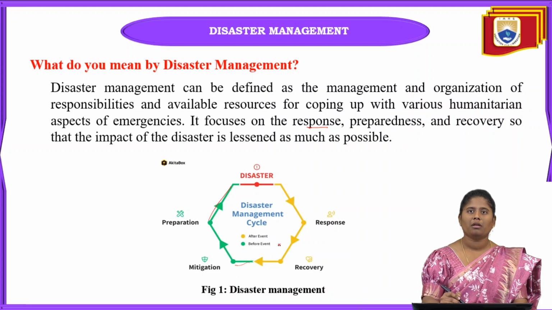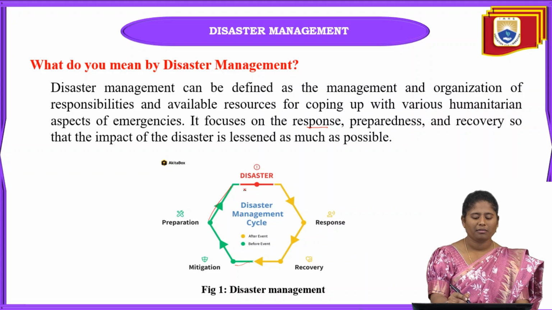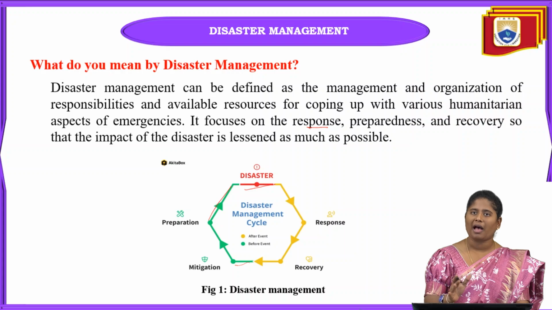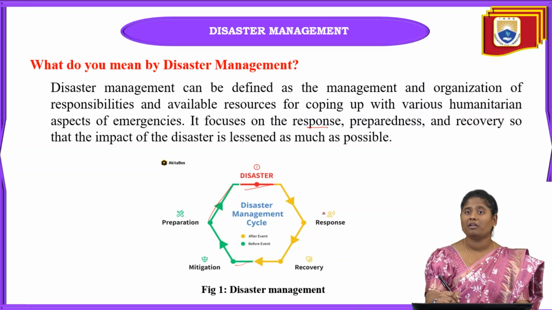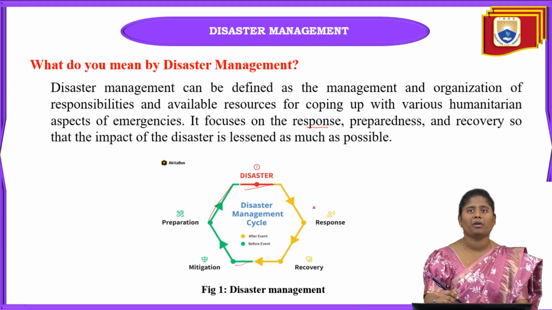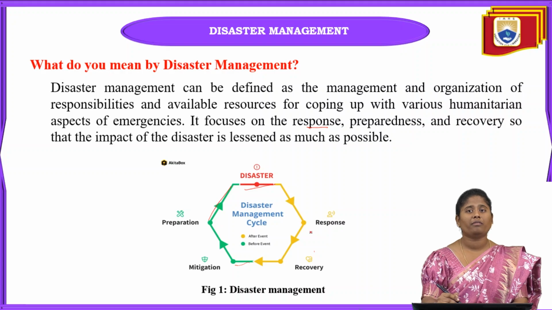This one is the before event, and this red line you can see is when the disaster is happening. After the disaster happens, the next process is after the event, that is, what response we have to go through at that time, and what response we are going to get from the government. Immediate emergency facilities we may get at that time. And the last one is recovery. After the disaster has happened, what recovery can we do?